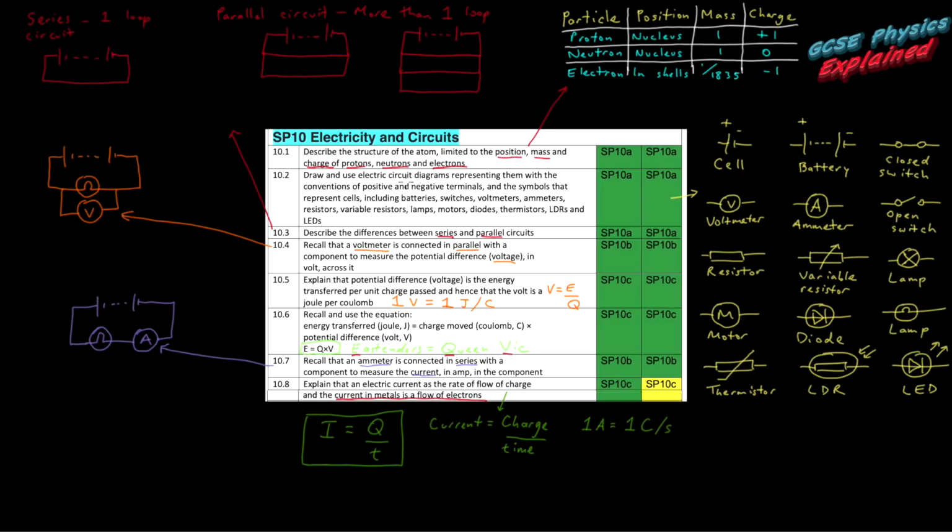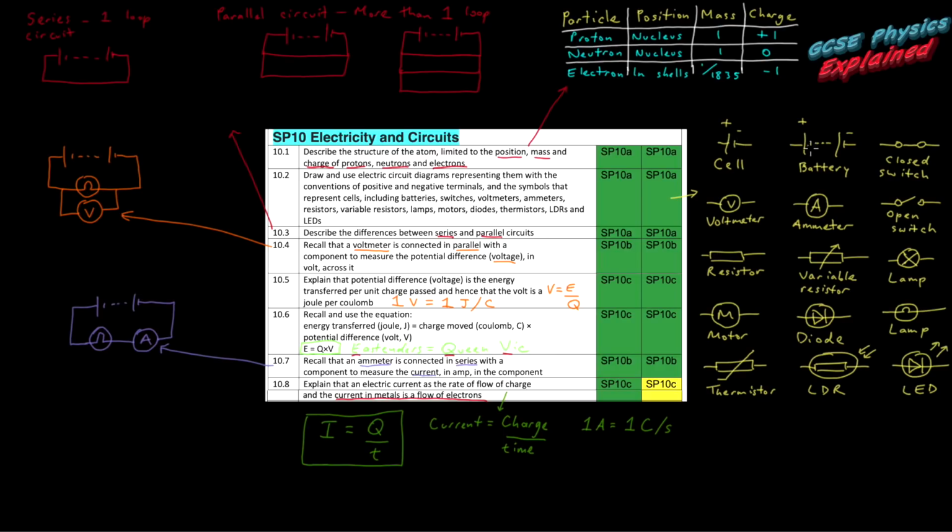Draw and use electric circuit diagrams, representing them with the conventions of positive and negative terminal, and the symbols that represent cells, batteries, switches, voltmeters, ammeters, resistors, variable resistors, lamps, motors, diodes, thermistors, LDRs and LEDs. So they're all over here. So as I say to my students, the positive side of the cell is the big side, because if you add something it gets bigger, and if you take something away it gets smaller. So the small side of the cell is the negative side.